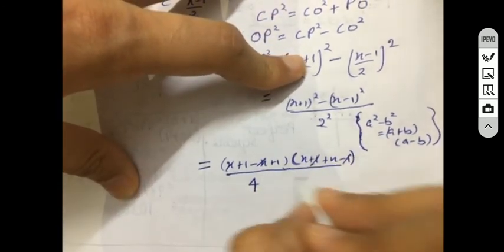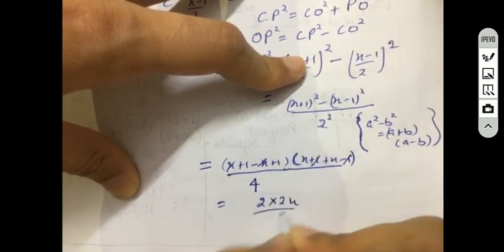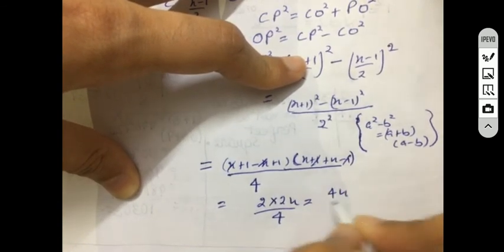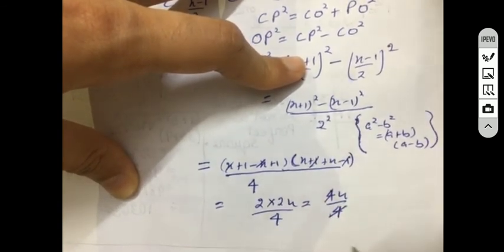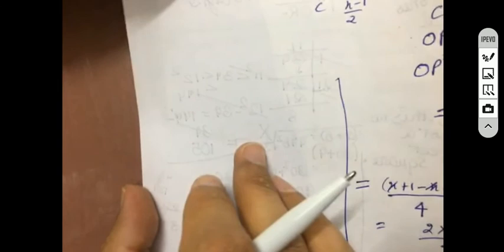This will be 2 into 2x upon 4. This becomes 4x upon 4. The 4s cancel, hence we will get OP square equals x, and OP will be equal to under root x. Hence OP is defined as under root x, therefore it is our measure for OP.